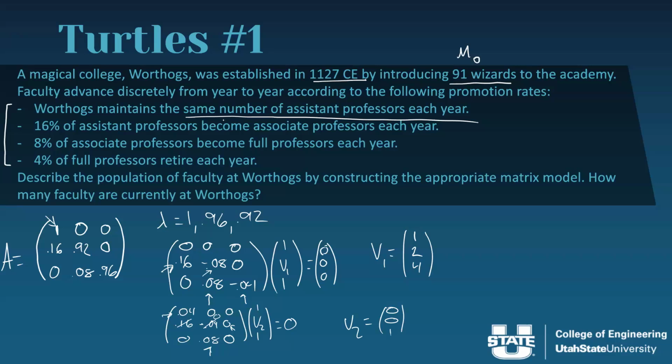Now, looking at eigenvector number 3, I'm going to do it over here. Sorry, team. We're going to be a little disorganized, but we're going to work on it. So I'm going to subtract 0.92 off the diagonal. So we get 0.08, 0, 0, 0.16, 0.92, that's going to be 0, 0, 0, 0.08, and then 0.04. Yeah? Multiplied by V3 to get 0. Awesome. Okay.